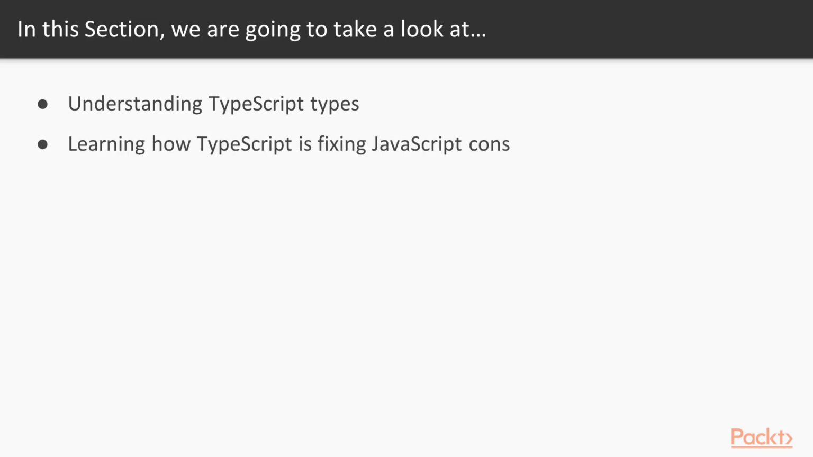Next, we'll be learning how TypeScript is fixing JavaScript's cons, because as we know, JavaScript as a language has a lot of pros, but also cons. And those things could be really bad in design. TypeScript is trying to fix those problems from the JavaScript language. At the end of this section, we will walk through the TypeScript types that are available. There is a rich set of types here, so it will take us some time, but I think that everyone will find some useful for themselves.